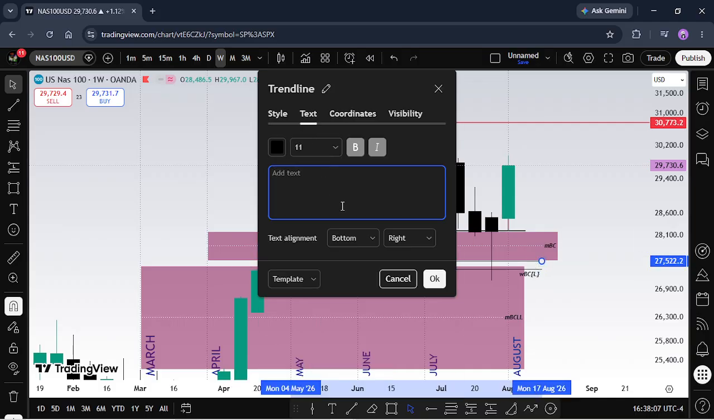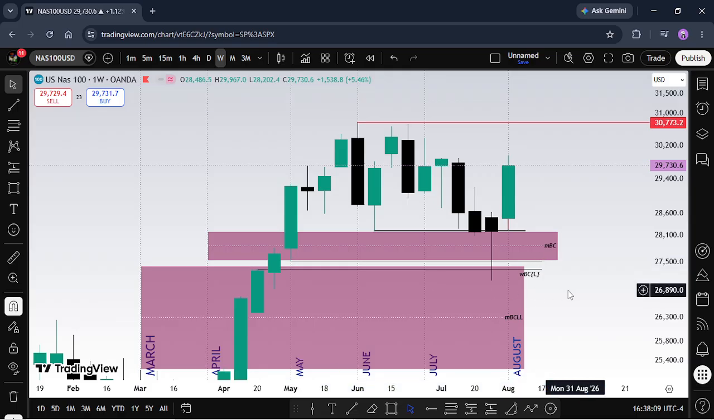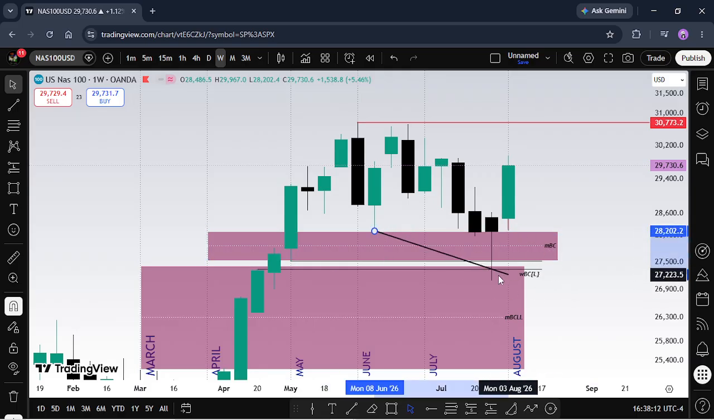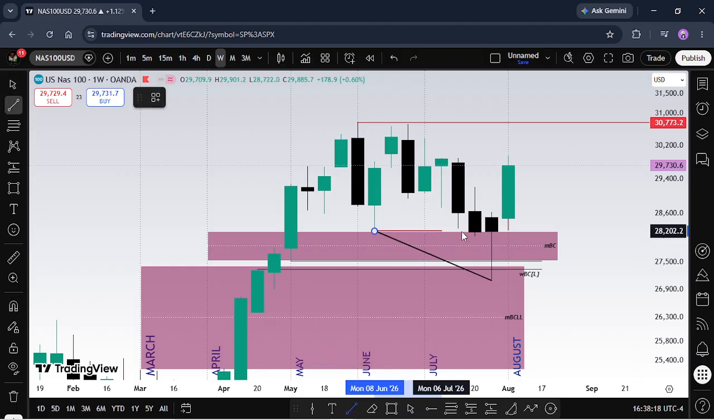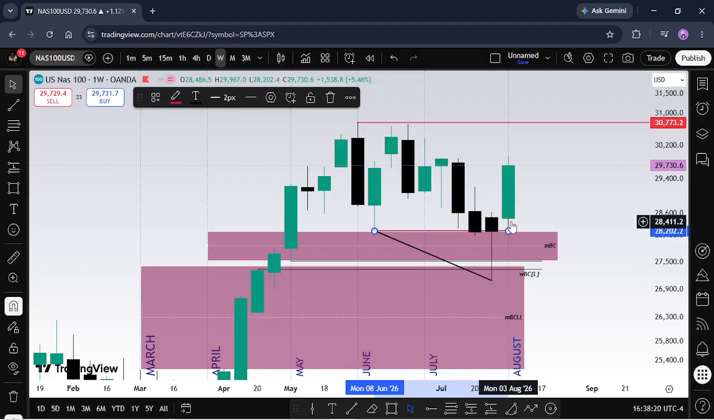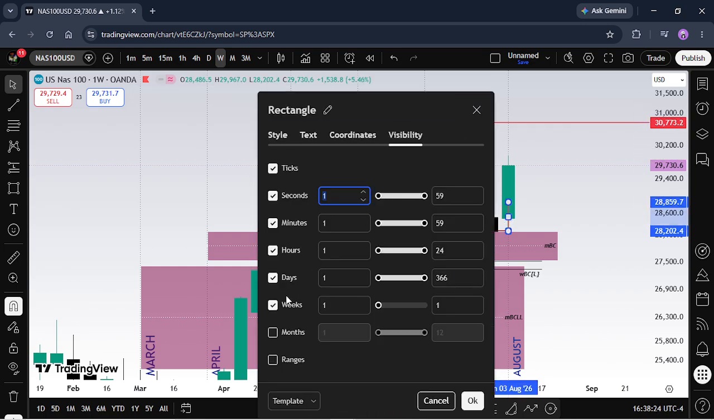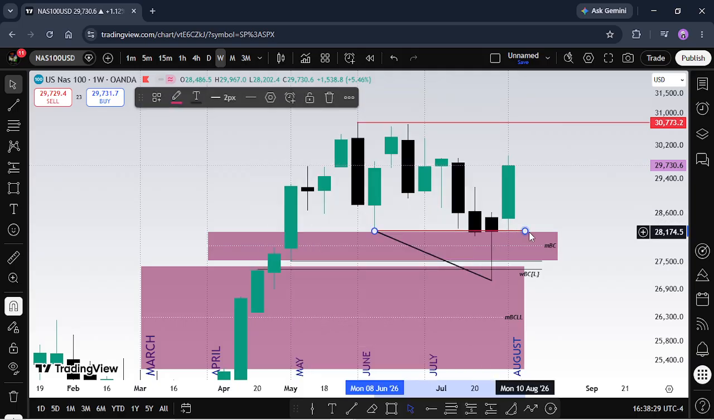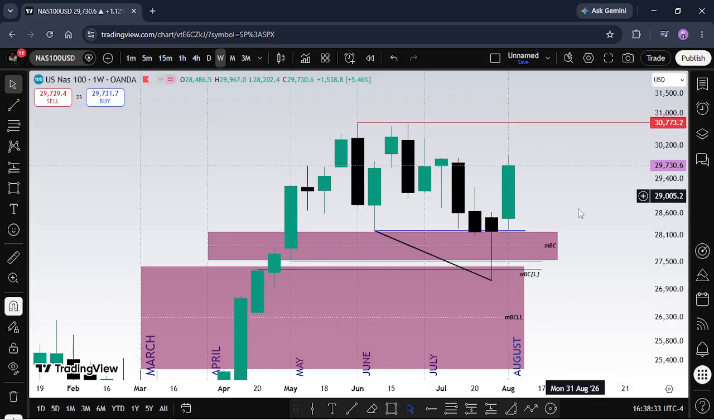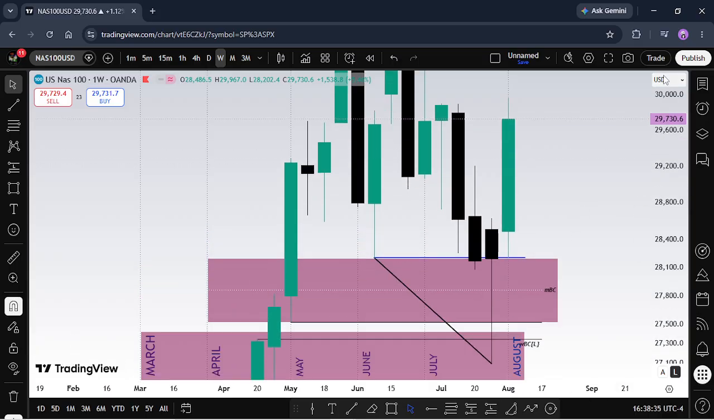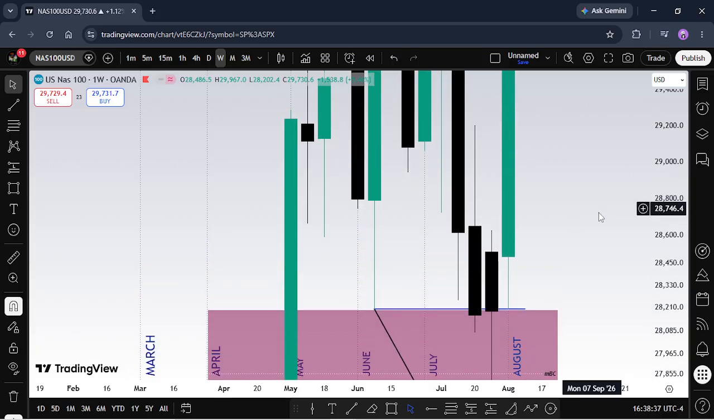I'm just analyzing the previous week so I can have an idea of what happened this week. Right, this is a lower low. But then also it took this. So I'll make this blue as well. Now this doesn't need to show on the weekly time frame. I'll make this blue as well. Okay.